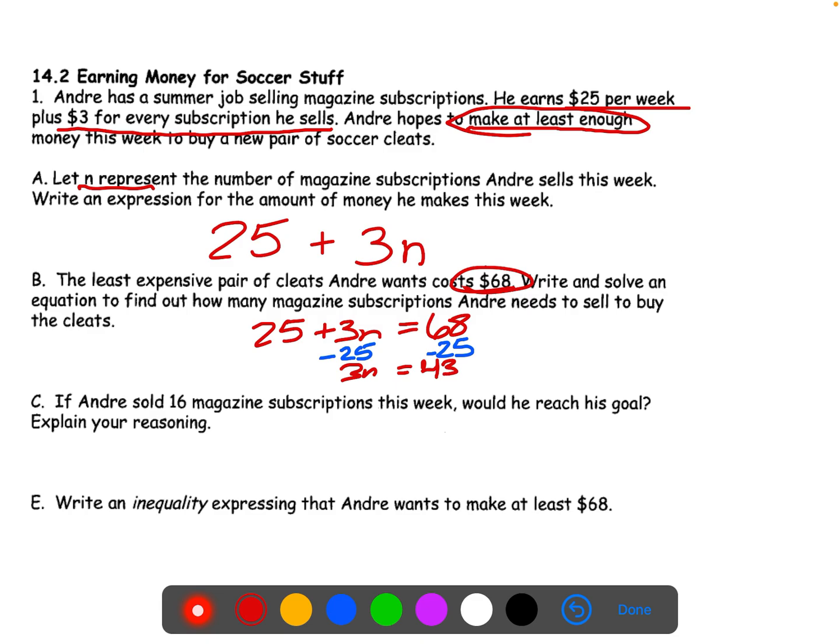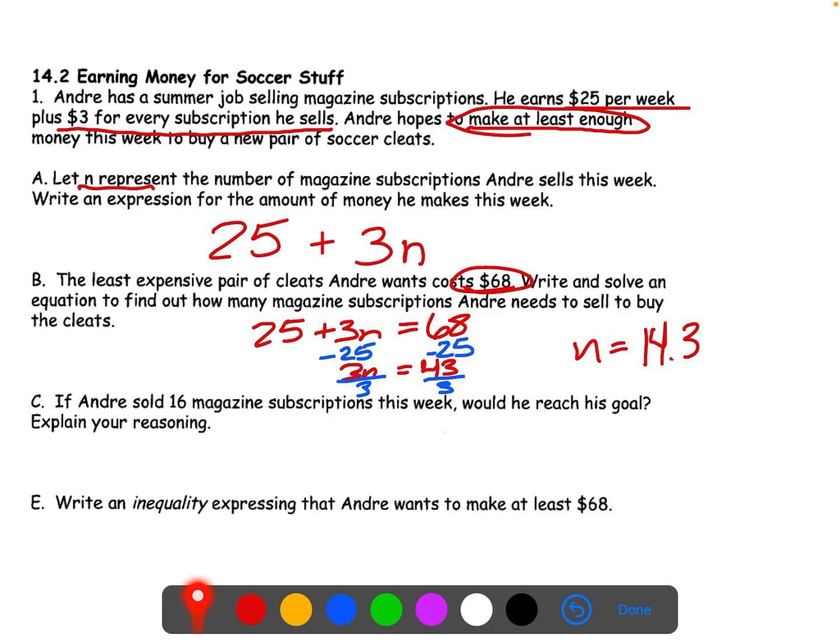Then let's divide by 3 so we can get n isolated here. Divide by 3, divide by 3, and I'll write my answer over here. So n equals about 14.3. Okay, we'll just round that. Now, let's go back to what we're finding here, what we're answering. This is the number of magazine subscriptions Andre needs to sell to buy the cleats. He needs to sell 14.3 subscriptions.